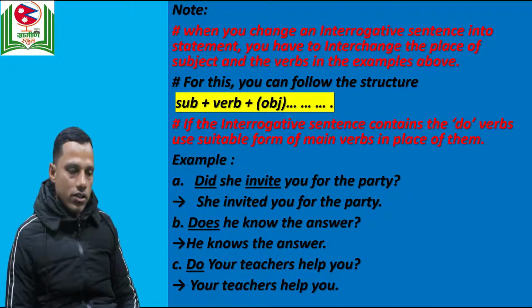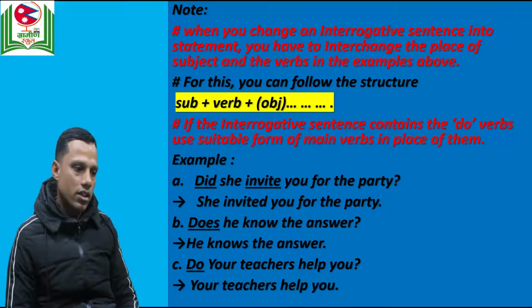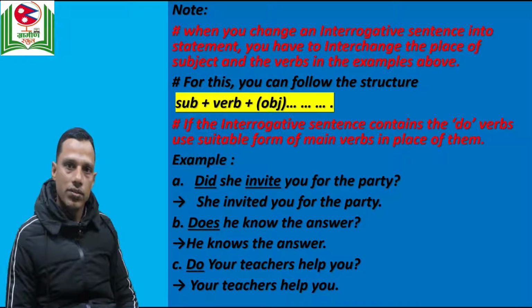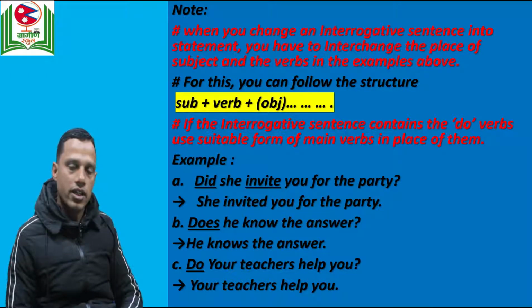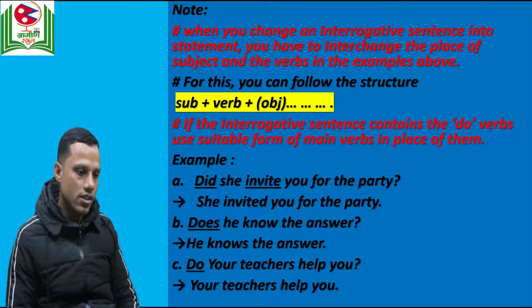Now we have the notes. I have given you some points in the notes. If you consider these notes, you can easily form the rules for how to change an interrogative into statement. Let's see the first point. When you change an interrogative sentence into statement, you have to interchange the place of the subject and the verbs, as in the examples above. For this, you can follow the structure. A statement follows the structure subject plus verb plus object. So if you follow this structure, you can easily change an interrogative sentence into statement.